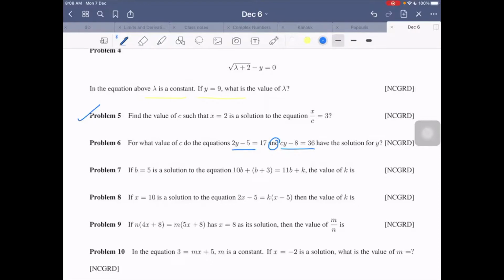We have only just one variable here. Usually we never have a system of linear equations with just one variable. But in this case, there is an unknown constant given in the question. So to evaluate that constant, first we can solve the equation 2y minus 5 is equal to 17 and find the value of y. Then you substitute the value of y in the second equation, and from that you'll get the value of c. You understand the logic? Am I right?